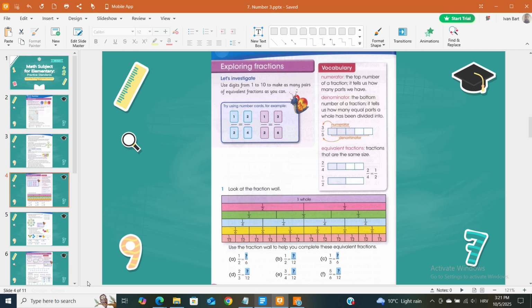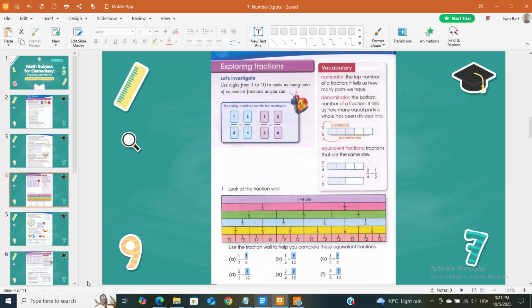Numerator. The top number of a fraction. It tells us how many parts we have. Denominator. The bottom number of a fraction. It tells us how many equal parts a whole has been divided into. Numerator.